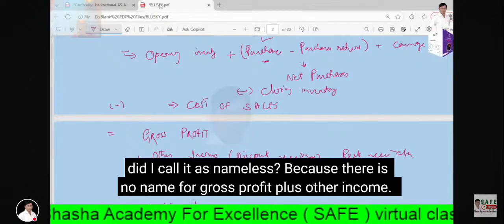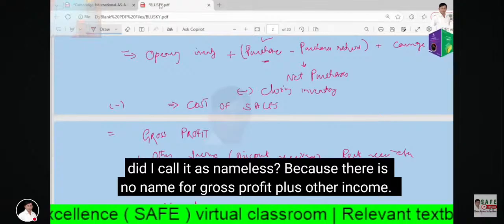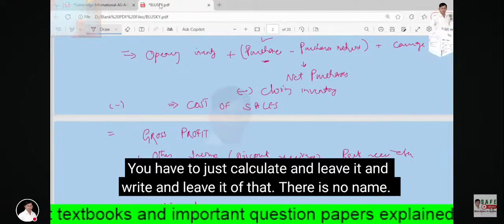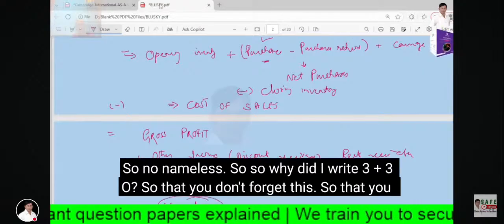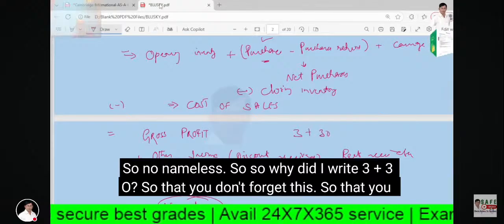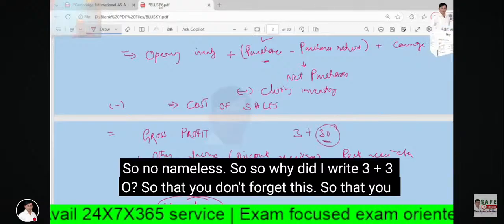Because there is no name for gross profit plus other income. You have to just calculate it and write it up. There is no name. So why did I write 3 plus 3O? So that you don't forget this.